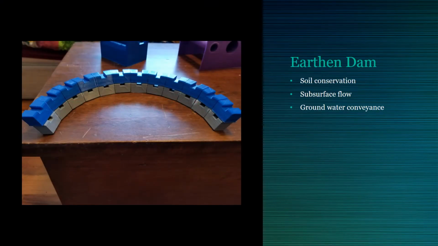So the first structure that I'll talk about is the earthen dam. I 3D printed this because I wanted to show soil conservation, but at the same time I wanted to show how subsurface flow can still go on even if you're trying to conserve soil. I did this by showing how water could move through the media in the stream table and through this block structure, or an earthen dam, that has hole slots in it so that water and subsurface flow can still move through it.